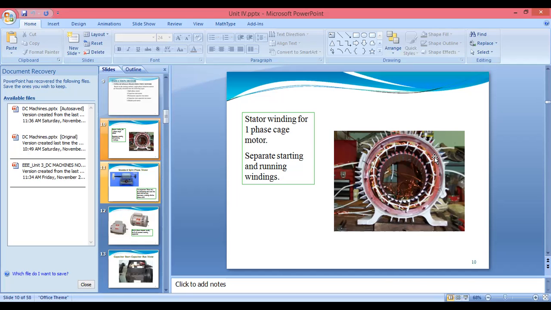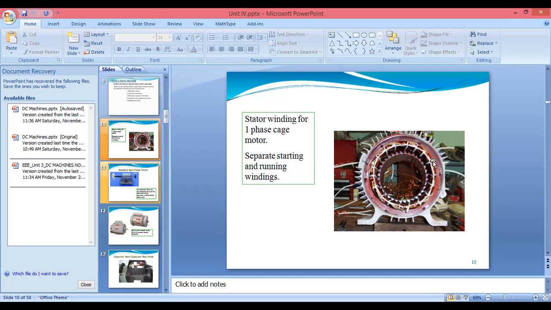That winding will be wound on the stator of the three-phase induction motor. We can call this winding a field winding also, or we can say it is working as the stator winding, and it will be connected with the three-phase supply. After that, we are using the rotor. Rotor is nothing but the armature winding. Field winding we say works as a stator.